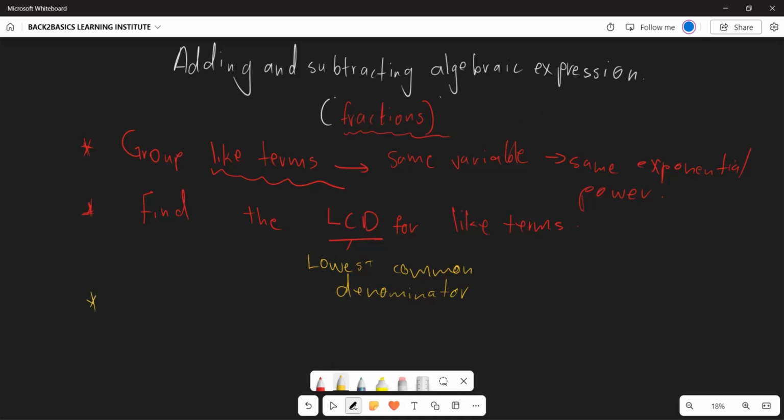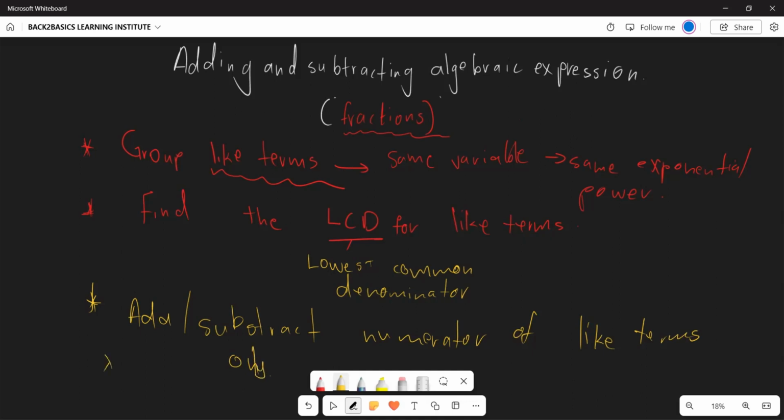The last step that you need to follow is to add or subtract the numerators of like terms only, right? Then after that, you need to simplify if possible.